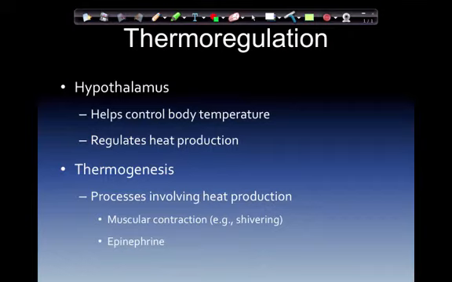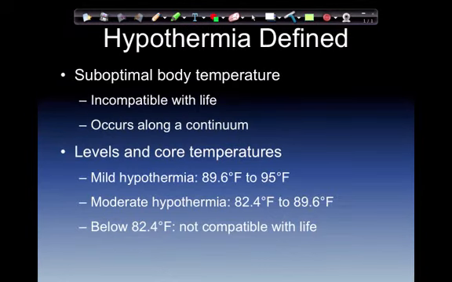Epinephrine, in the case of shock or poor cardiac output, is one of the first defense mechanisms that is released for compensation. Hypothermia defined: hypothermia is a suboptimal body temperature, incompatible with life, and occurs along a continuum.